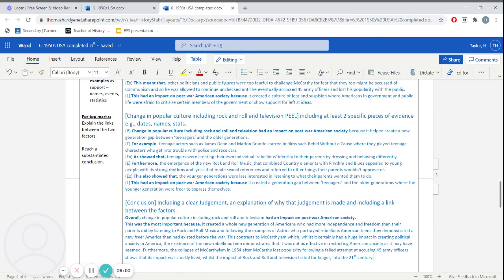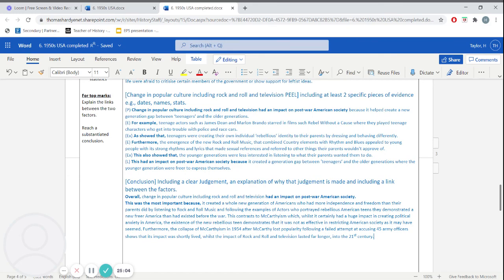So for this question, I've got those two appeal paragraphs with lots of evidence and then a clear and substantiated judgment.